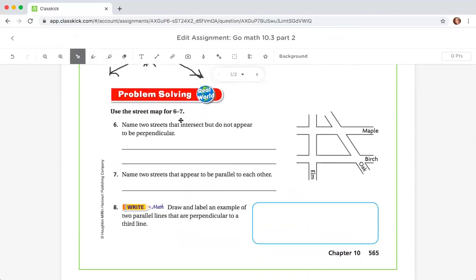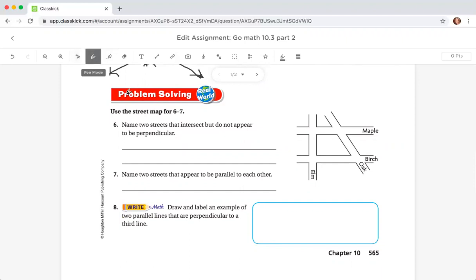Down here, you're gonna use the street map for number 6 and 7. Here's your street map over here that you're using. Name 2 streets that intersect but do not appear to be perpendicular. Well, here's 2 right here. I could quickly just show you. Maple and Oak would be two streets that intersect but don't appear to be perpendicular. Here's another one. Oak and Birch would be another option, okay?